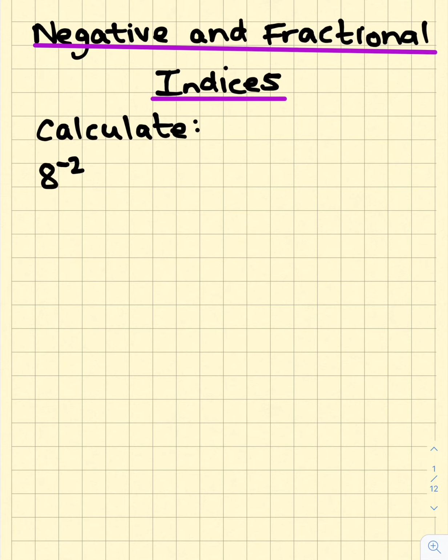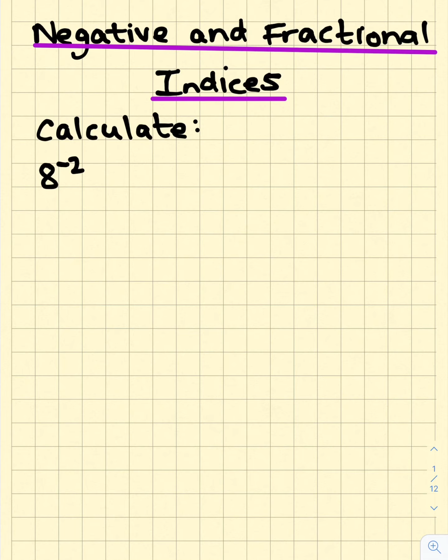Any term to the power of 1 is just itself. Any term to the power of 0 is just 1. Again, we have videos on that on the channel. And 1 to any power is still just 1. Now, moving forward, we are going to look at negative and fractional indices.